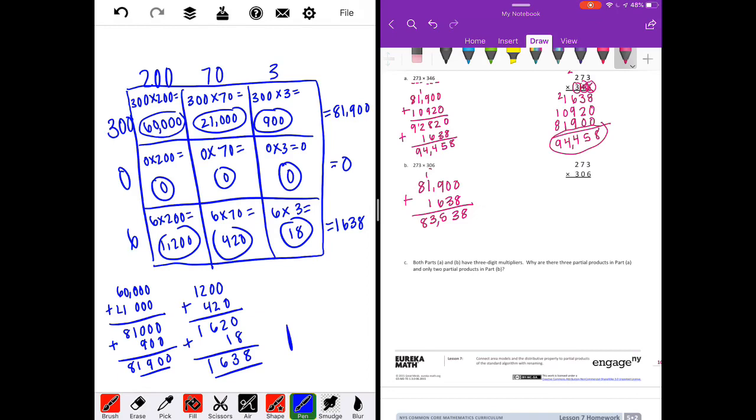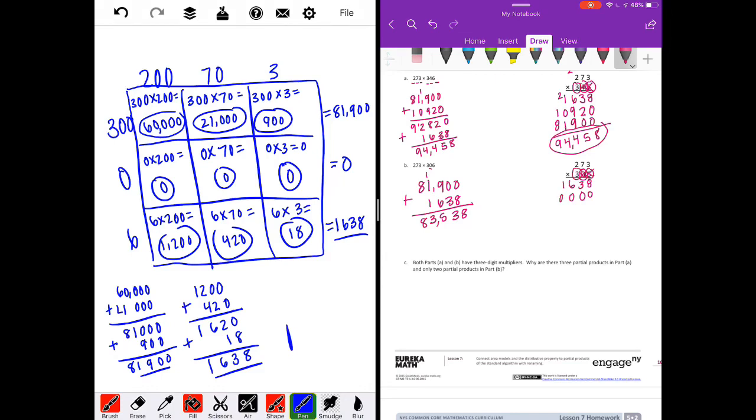And let's do the standard algorithm. So starting in the ones place, 6 times 3 is 18. Carry the 1. 6 times 7 is 42, plus 1 is 43. 6 times 2 is 12, plus 4 is 16. So there's our 1,638. You can draw your arrow to here. And then we're done with the ones place, on to the tens place. I'm going to get rid of what I carried. Put a 0 in the placeholder, because now we're in the tens place, but it's 0 times 3 is 0, 0 times 7 is 0, 0 times 2 is 0.